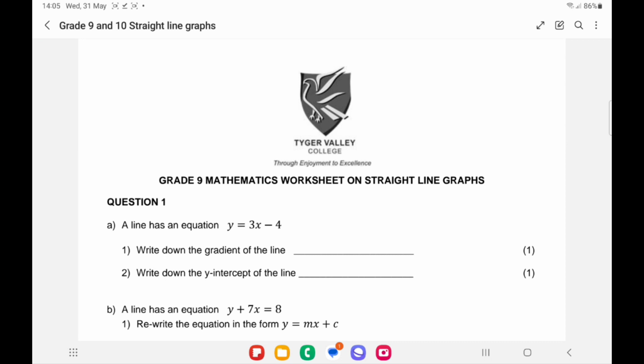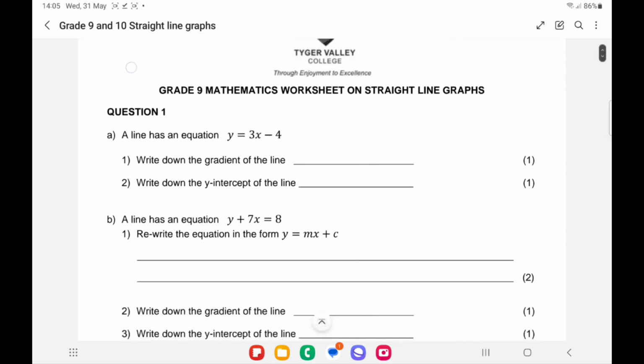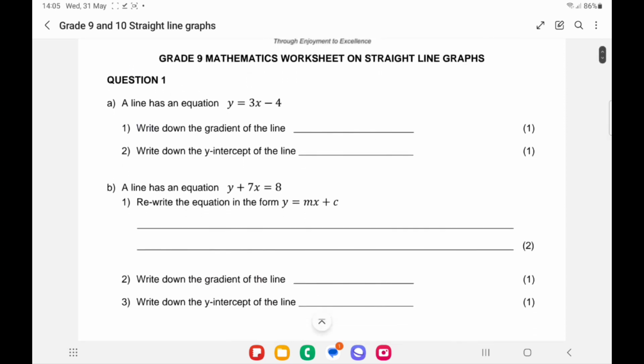So I'm going to run through it. Maybe you're in grade 10 and you just want to revise your straight line. Then this is a worksheet for you. This covers all the types of questions that you can get with the straight line graph. All right, so let's have a look.